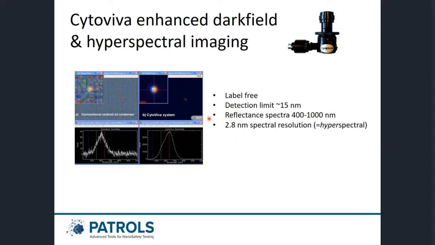With the hyperspectral setup, you can record the reflectance spectra from the particles from 400 to 1000 nanometers with a very high spectral resolution, and this is why it's called hyperspectral imaging.